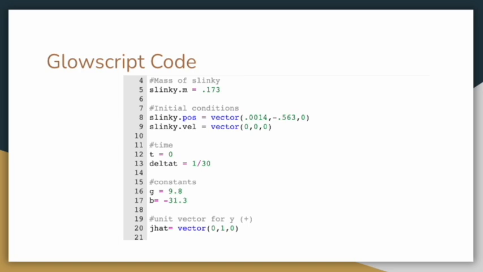For the code, we started with initial conditions and constants. We wanted to establish the system, which is our slinky's initial mass, initial position, and initial velocity, all gathered from the tracker video, and then the size of the time steps. We looked at the gravitational force, and B, which is the proportionality constant for the magnitude of drag force, which we calculated through trial and error.